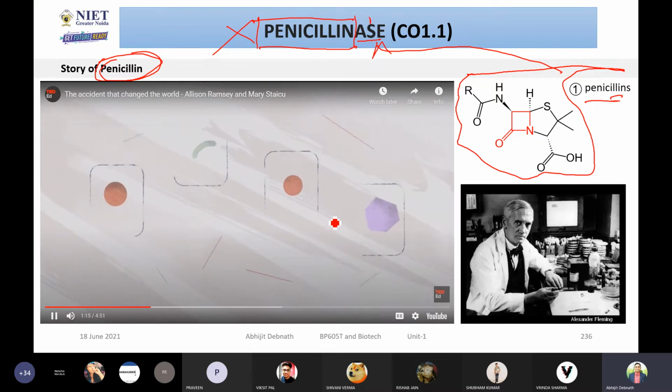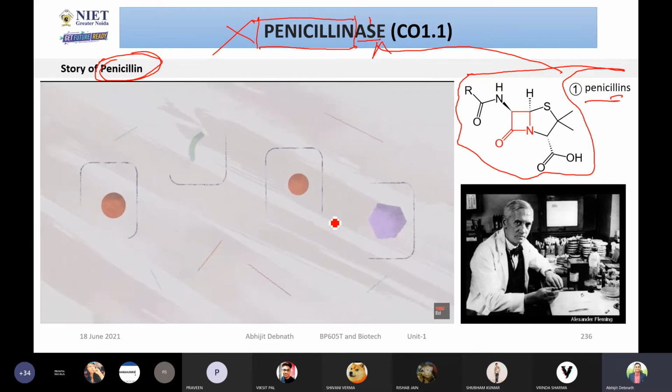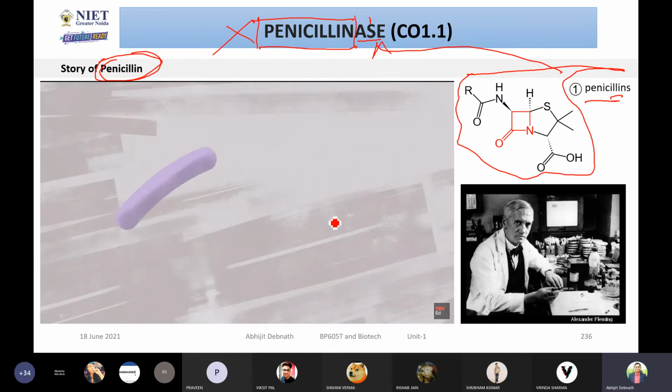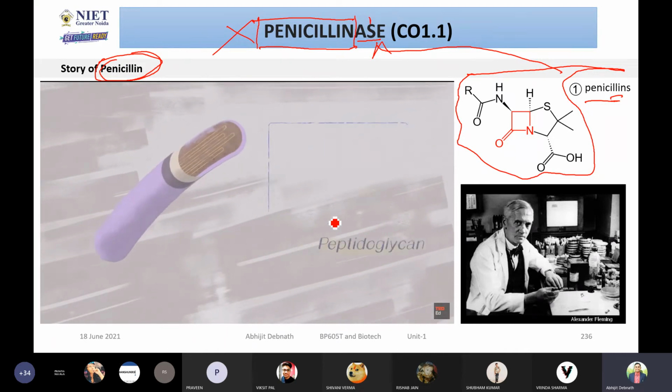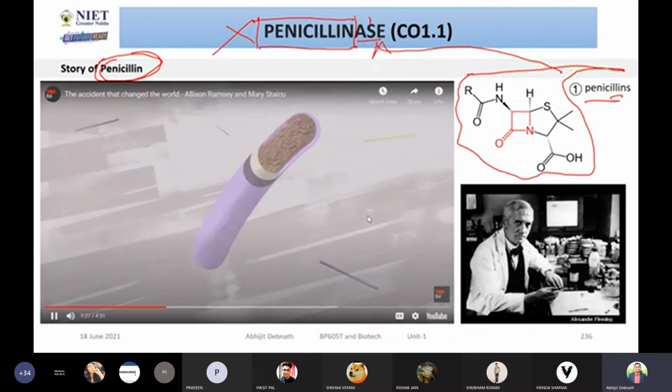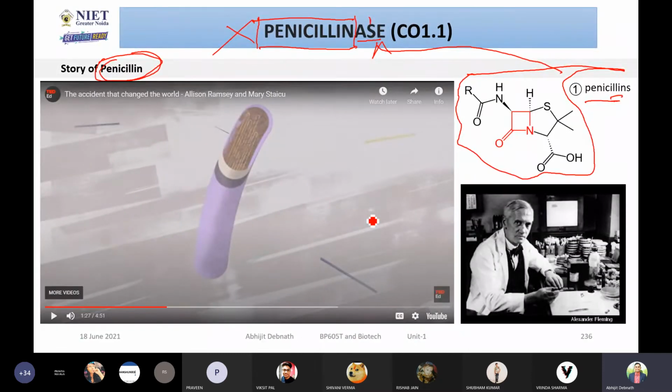Penicillin destroys many types of bacteria by disrupting synthesis of their cell walls. These walls get their strength from a thick protective mesh of sugars and amino acids that are constantly being broken down and rebuilt. Peptidoglycan, very important.